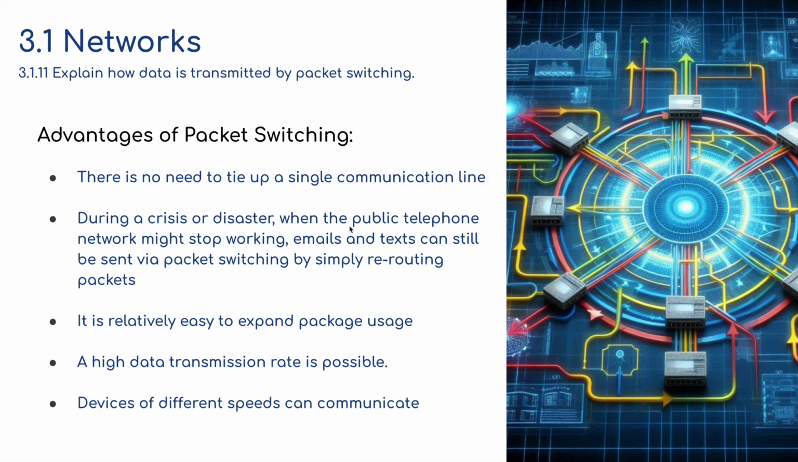During a crisis or disaster when the public telephone network might stop working, emails and texts can still be sent via packet switching by simply rerouting packets. It is relatively easy to expand packet usage. A high data transmission rate is possible. Devices of different speeds can communicate and work together.